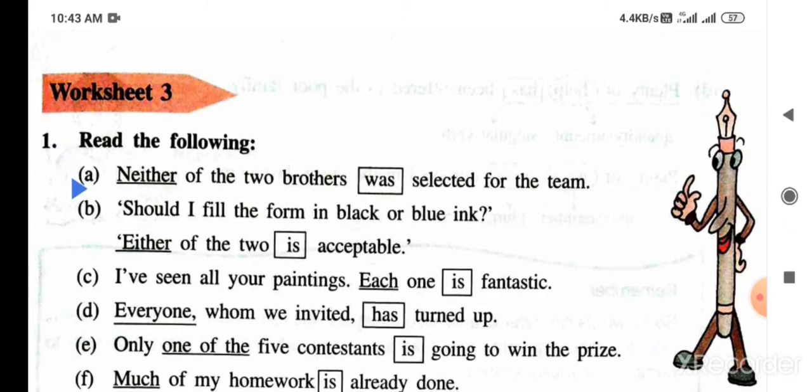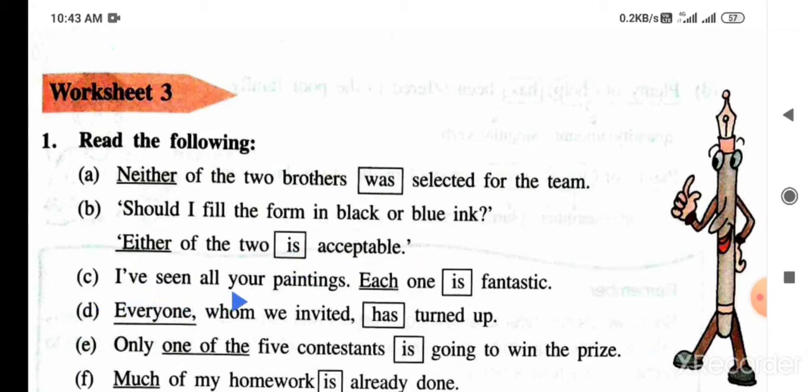Read the following. Neither of the two brothers was selected for the team. Now you see here singular verb has been used. B. Should I fill the form in black or blue ink? Either of the two is acceptable. You see either is singular, verb has been used.